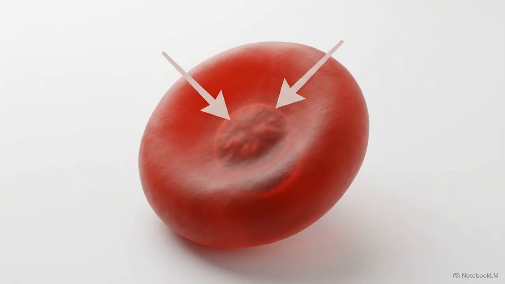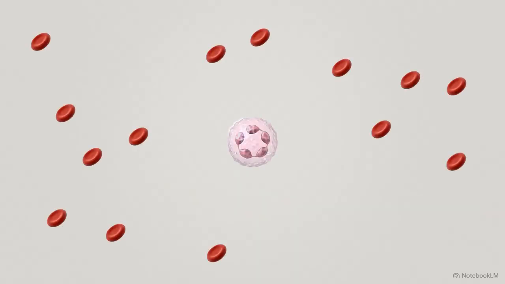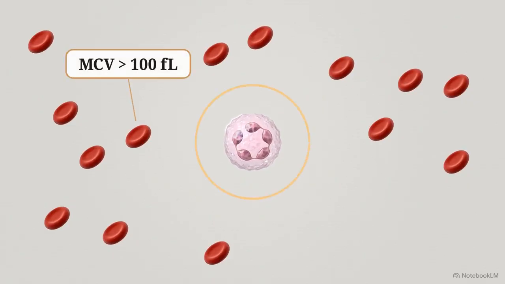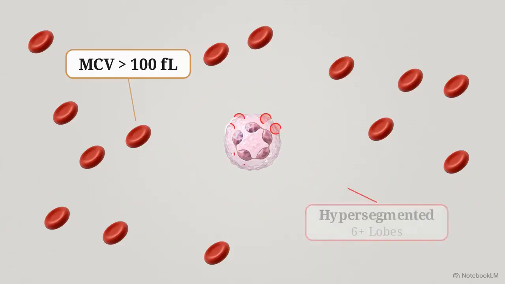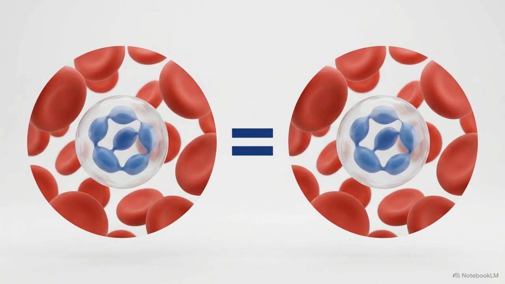A similar logic applies to macrocytic anemias. Vitamin B12 and folate deficiencies both impair DNA synthesis, delaying cell division. This diagram illustrates the resulting peripheral blood smear. Because the cells keep growing while division is delayed, we see macro-ovalocytes with an elevated MCV and the pathognomonic hypersegmented neutrophil with 6 or more lobes. Under a microscope, they are indistinguishable.